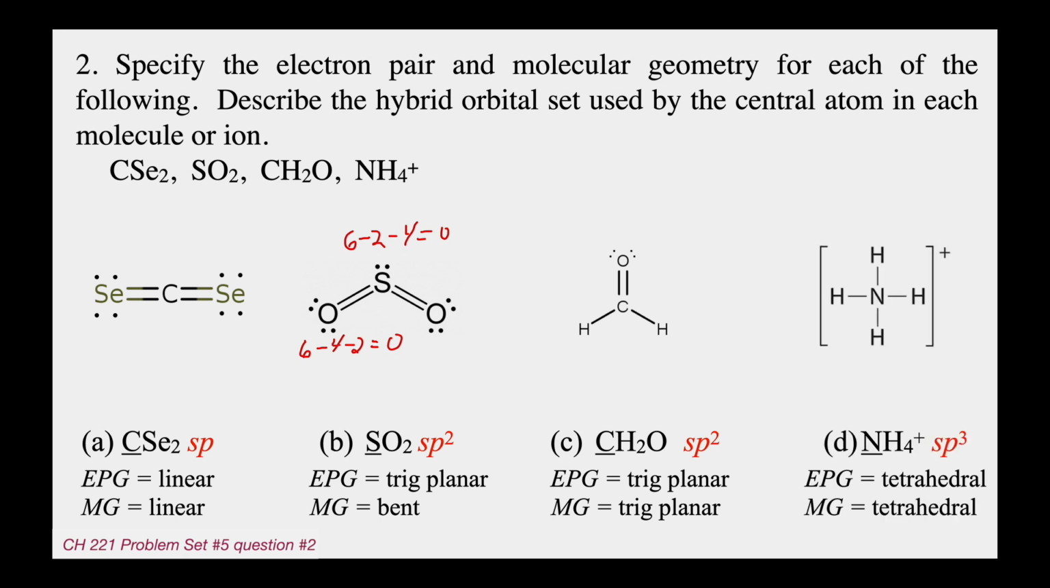And then the last one, ammonium, which is related to ammonia, but of course a little bit different. Ammonium is a nitrogen with 4 hydrogens all around it with a positive 1 charge. That nitrogen is tetrahedral for both electron pair and molecular geometries, no lone pair around the nitrogen. And anytime you have a tetrahedral electron pair geometry, the hybridization is considered to be sp3.